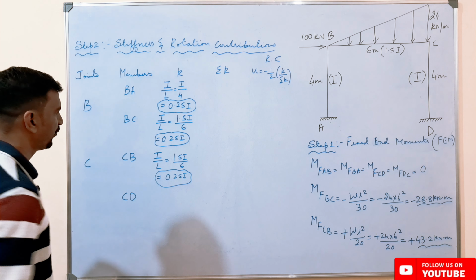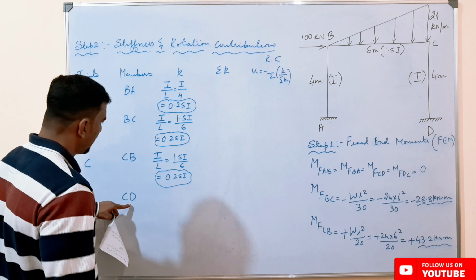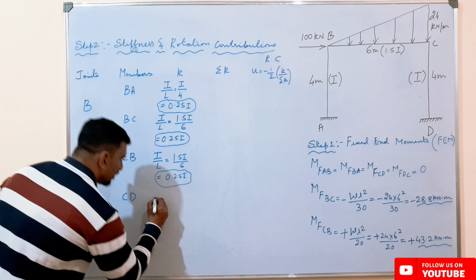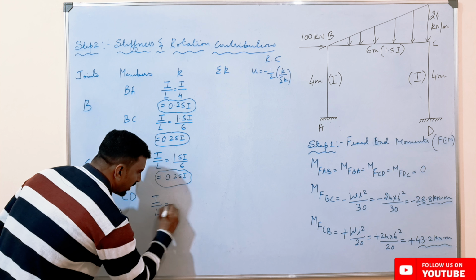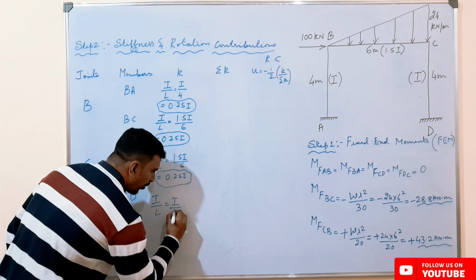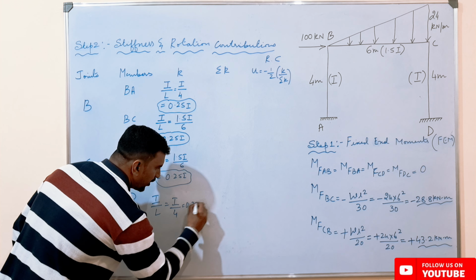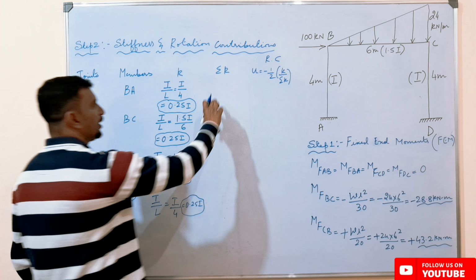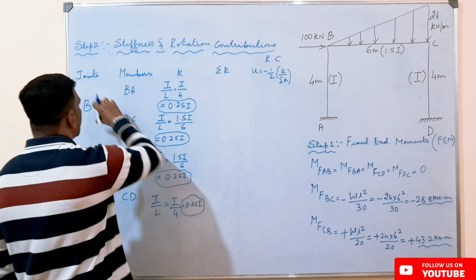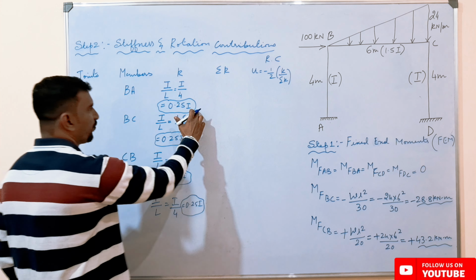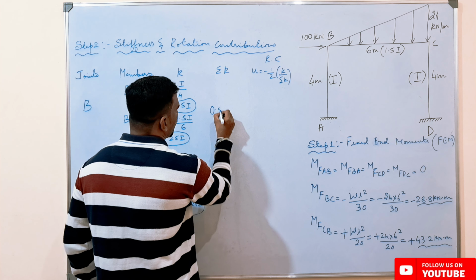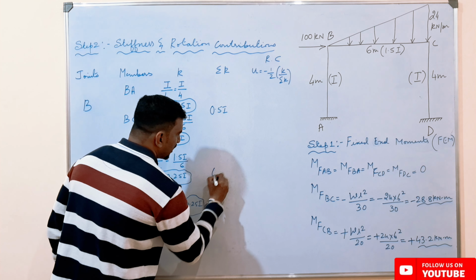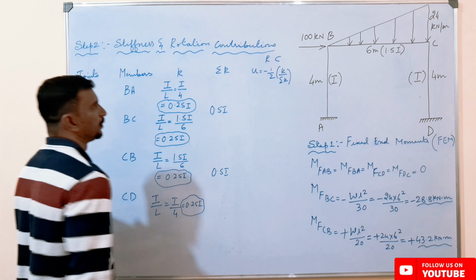So now lastly for member CD, C is the near end and D is the far end over here. Since the far end is fixed in nature here, the stiffness will be equal to I upon L. So the I value they have provided, that is I upon 4, which will be equal to 0.25 I. So now we have to consider the total stiffness of the joint B over here. So 0.25 plus 0.25 gives a value of 0.5 I. Here also for joint C, the total stiffness will be 0.5 I.